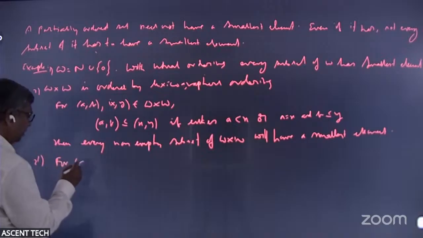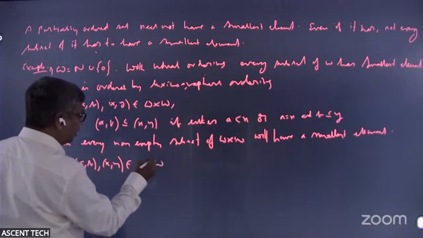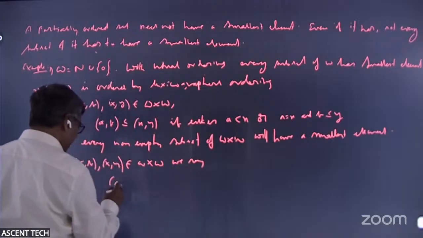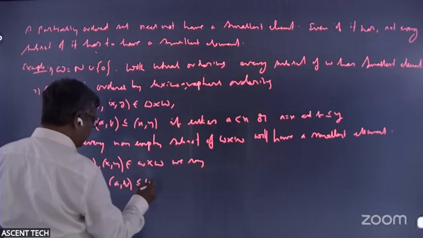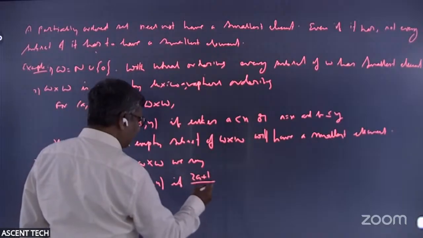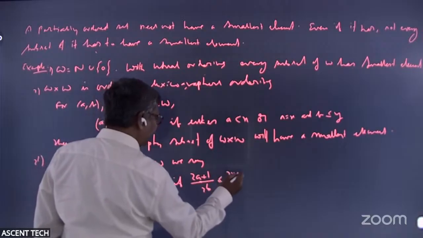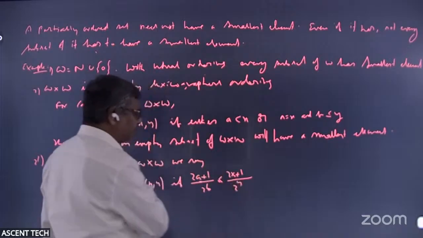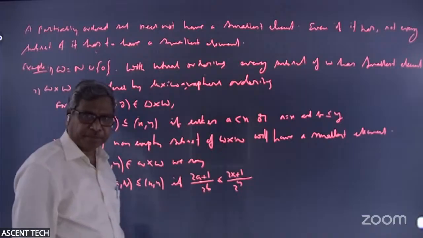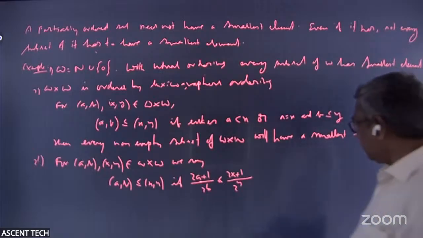For (a,b) and (x,y) in omega cross omega, we say (a,b) is less than or equal to (x,y) if (2a+1)/2^b is less than or equal to (2x+1)/2^y. Suppose I wrote this inequality. You can easily see it's kind of a partial order. It's not impossible to check that it's a partial order. Okay, I can verify that.